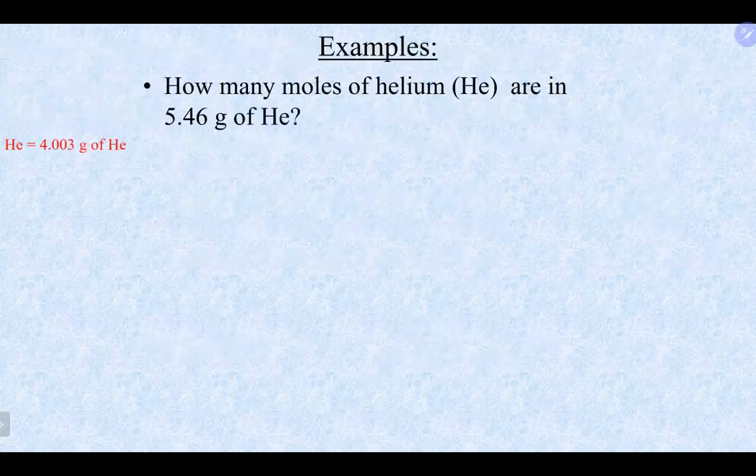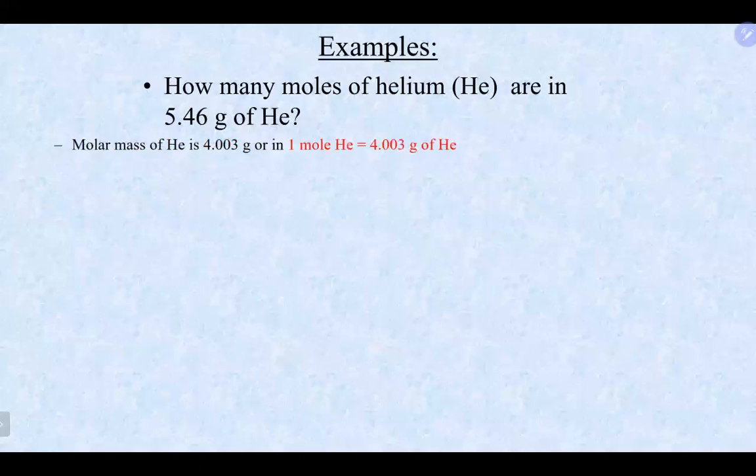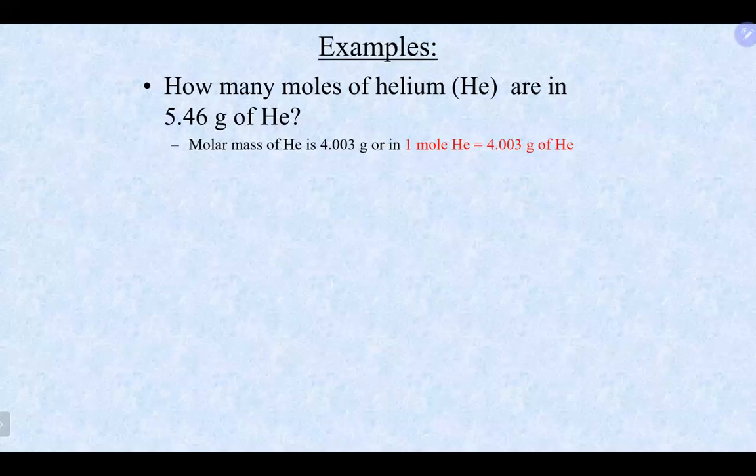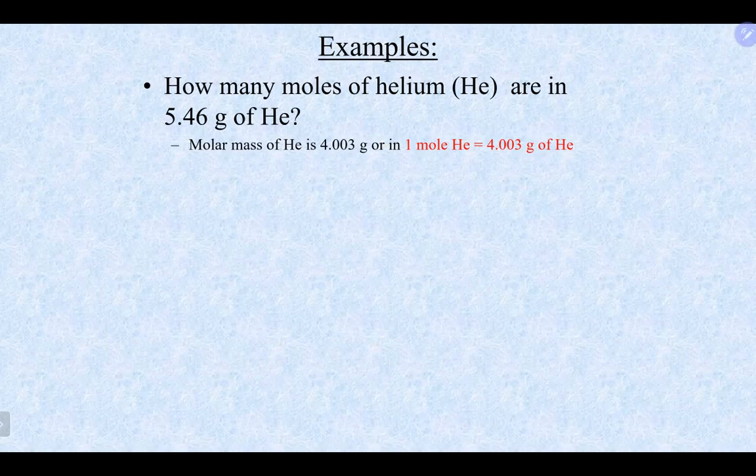All right. So why don't we try one here. How many moles of helium are there in 5.46 grams of helium? From the periodic table, if we look up helium, we will see 4.003 listed. So give it a go, see what you come up with.